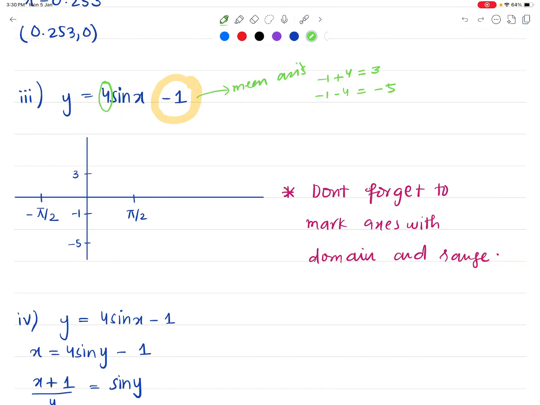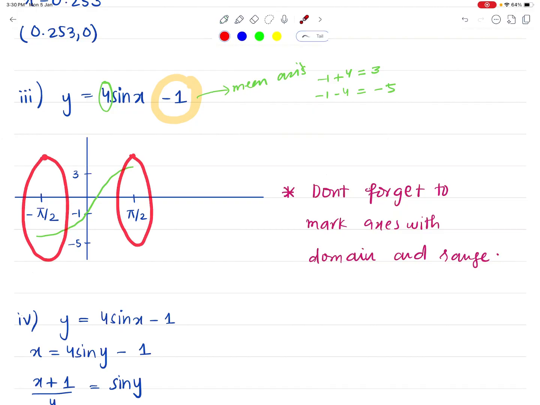So you know that a sine graph exists in this shape, and this is what I will be drawing over here. Just remember that you have to limit it to this range, nothing beyond or nothing less than this. And yes, do not forget to mark the axes with these numbers, these carry marks.